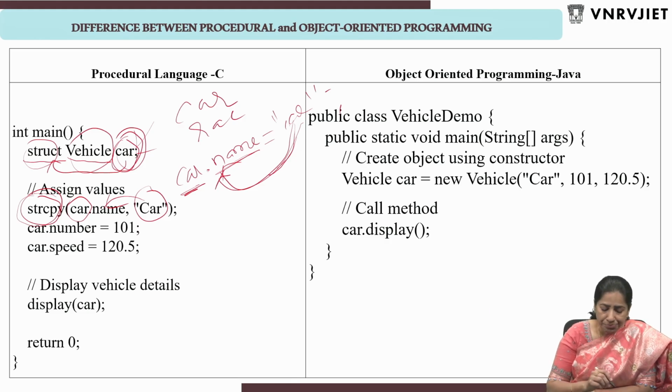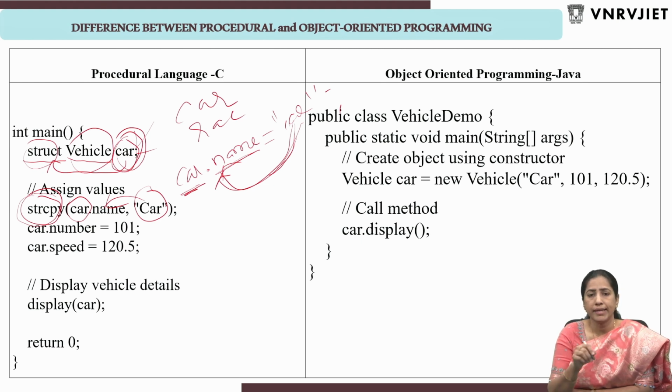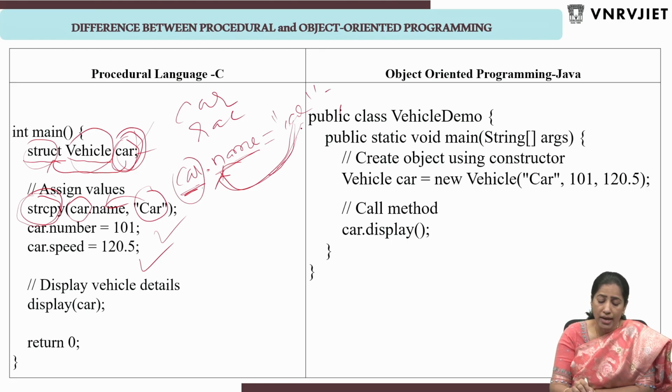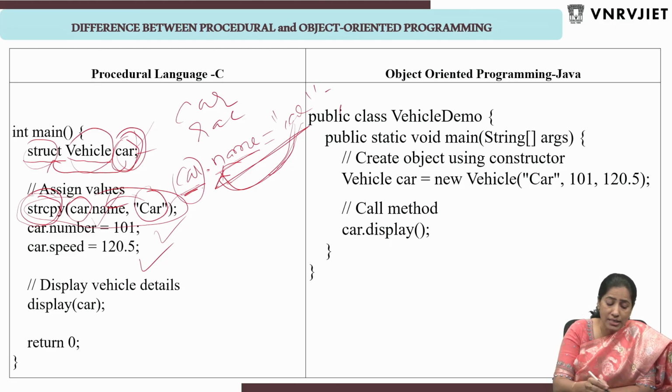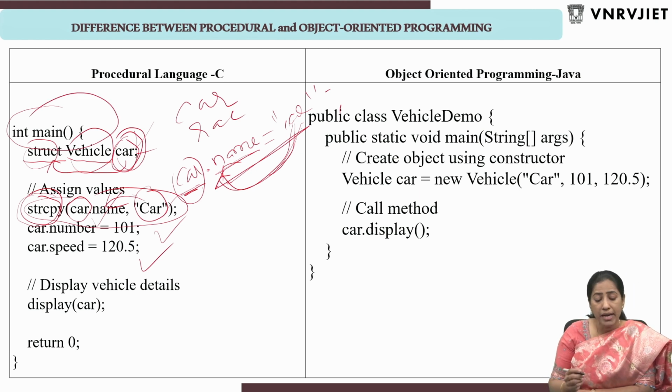So how can I assign vehicle details like name, number plate and speed? This is how I can do it with the structure variable. Car dot name equals car. I can write like this, or I can use the string copy method. In string copy method, I have taken car dot name, the variable name, and the value. Here car dot number equals 101. Why am I using dot? This is the delimiter I have to use to access the parameters, because this code is written in the main method.